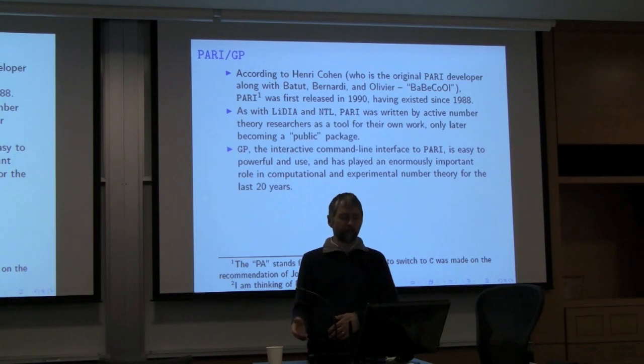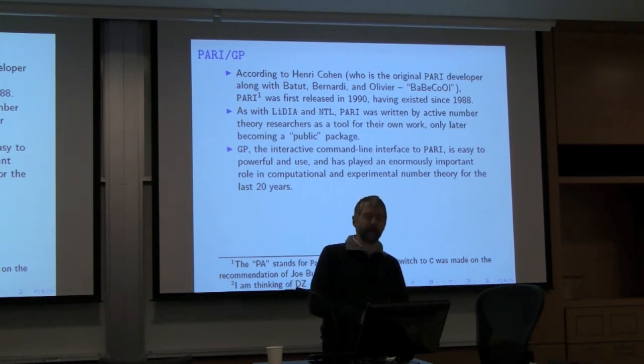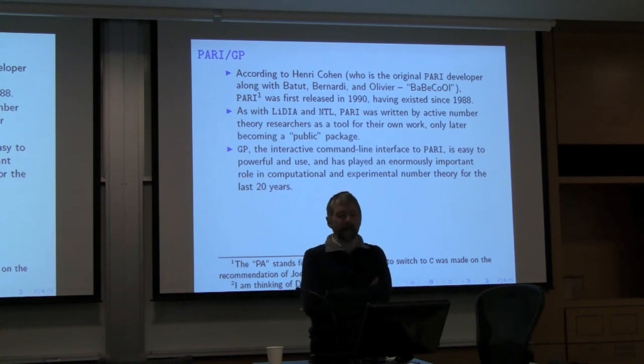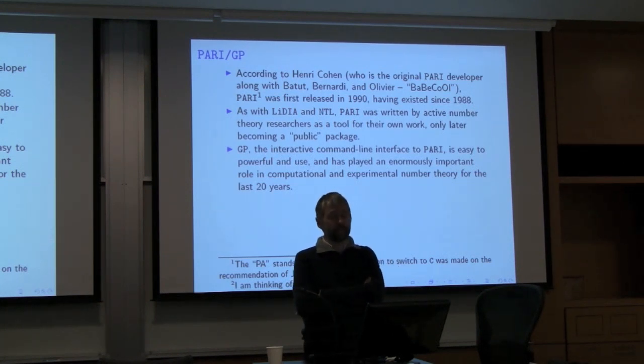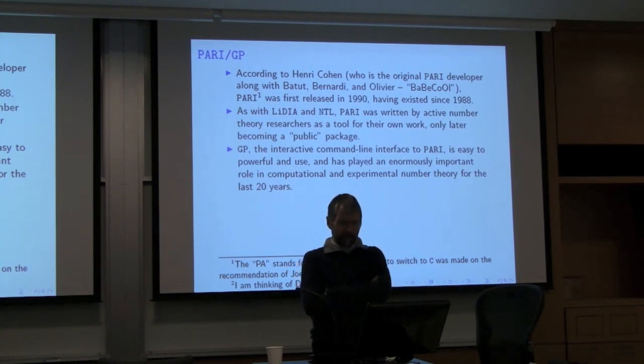to get it. So there are these two names that go together. One is PARI and one is GP. GP is a command line interface to PARI. It's an interactive calculator type program. It's easy to use and it's powerful. I think it's played a really, really significant role in experimental number theory for the last 20 years.